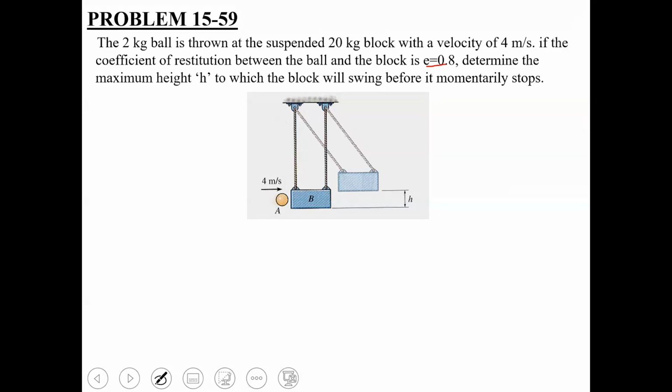So first of all, is it a case of central impact or oblique impact? From the figure, it is clear that this is a case of central impact. This is going to be the line of impact, which is the x-axis here, and this is going to be the plane of contact, so you have the y-axis. Although as far as central impact is concerned, you don't require the plane of contact. You will need it once we are discussing the oblique impact problem.